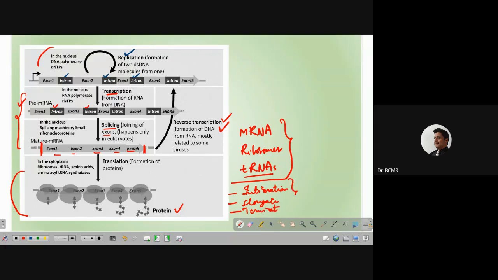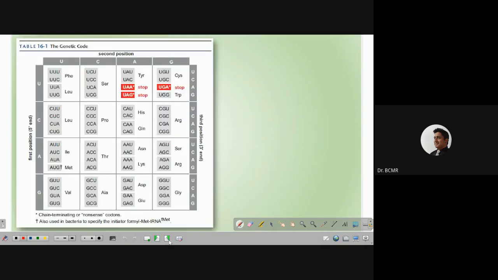Again, as usual with every chapter that we are studying, we have to study how it happens in prokaryotes and how it happens in eukaryotes, the similarities and differences. Okay, so what we'll see is a few basic details about genetic code. Genetic code, you have to read what is a codon to start with. A codon is a triplet.